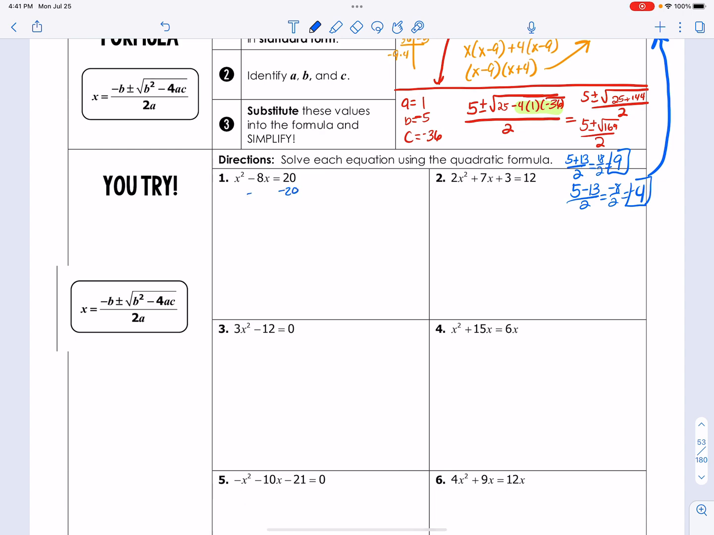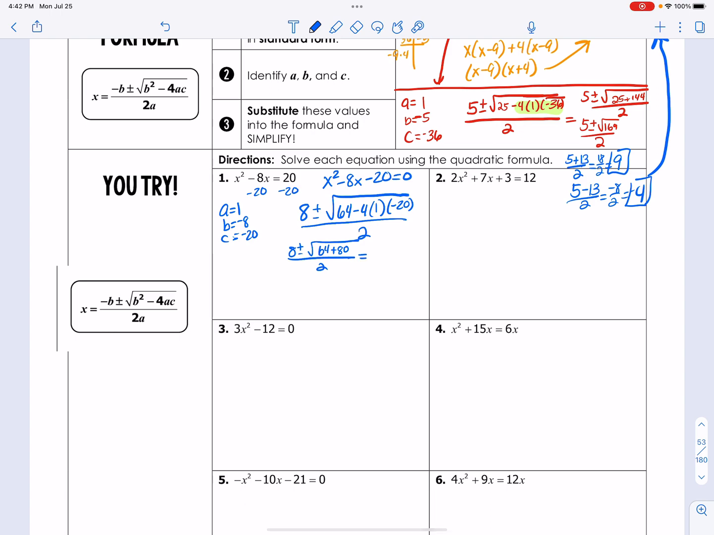So here I've got to get it equal to 0. So that's going to be x squared minus 8x minus 20. So my A is 1, my B is a negative 8, and my C is a negative 20. So the quadratic formula is a negative B. Well, B is a negative 8, so that's 8. Plus or minus the square root of a negative 8 squared is 64. Minus 4 times A times C, all over 2A. So if I do the inside, negative 4 times a negative 20 becomes a positive 80.